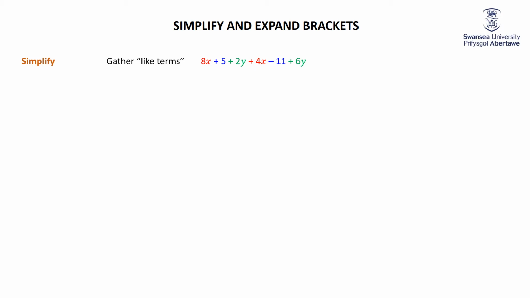That's what we mean by like terms. Take the x's together, take the y's together, take the numbers together, and now I hope you can see it's relatively straightforward to say, well, we've got 8x and 4x, that's 12x. We've got 2y and 6y, that's 8y. And we have minus 11 and 5, that's minus 6. So simplifying this just means let's get all the x's together, all the y's together, and all the numbers together.